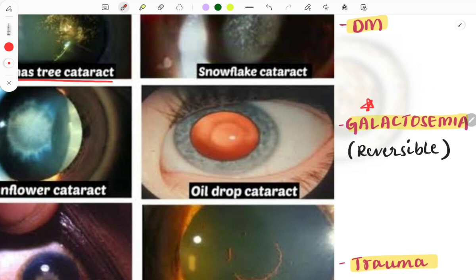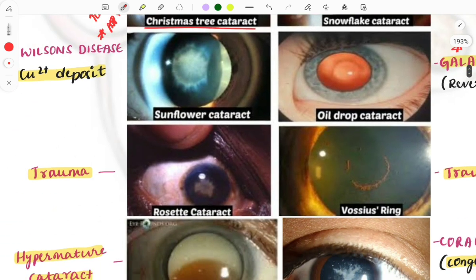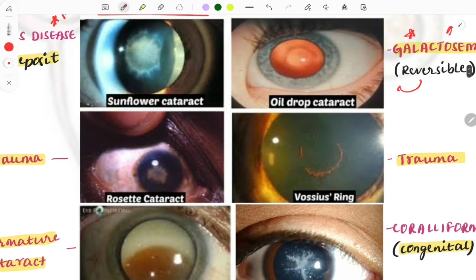This was a PYQ asked in integration with biochem, and they'll be describing all the features of galactosemia, and they'll give a hint that oil drop cataract was visible. So straight away go and mark the answer as galactosemia. This is also a reversible kind of cataract.